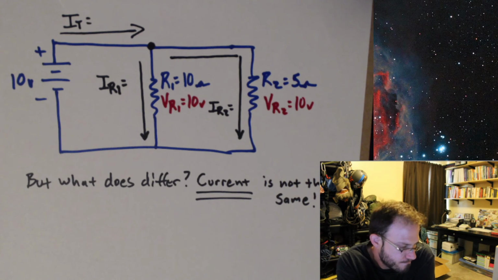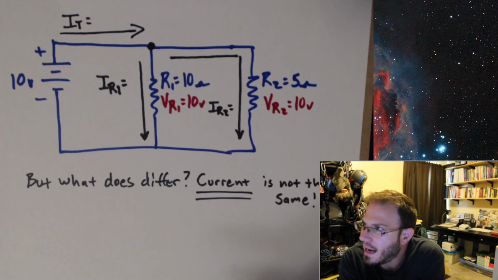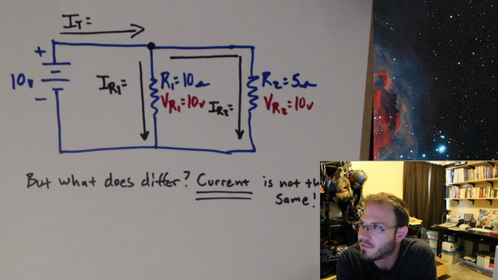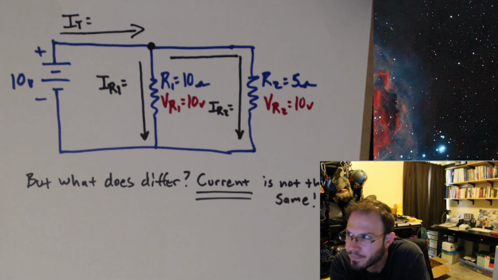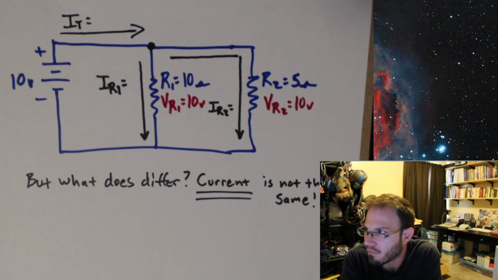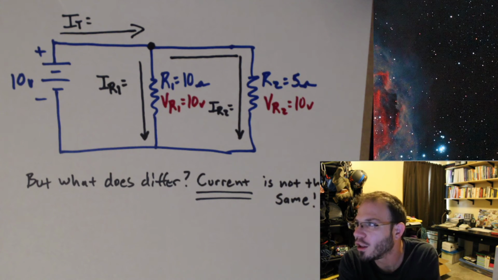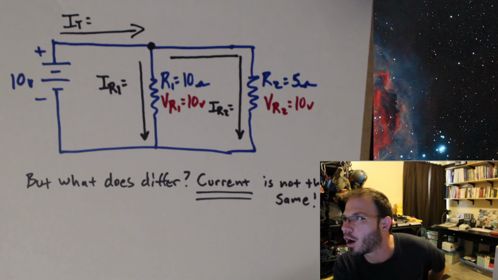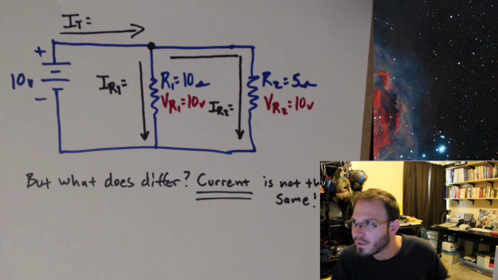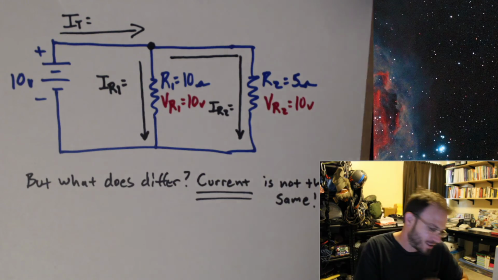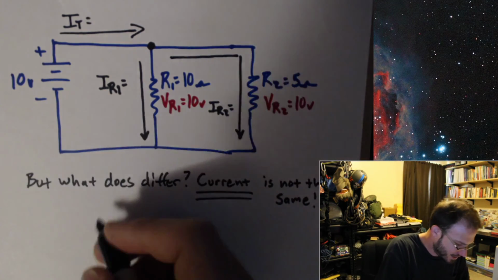So, can we go ahead and solve for any of these values? Can I solve for IT? At least, not directly just yet. Can I solve for IR1? Absolutely. What law is going to help us with finding IR1? It's Ohm's law.